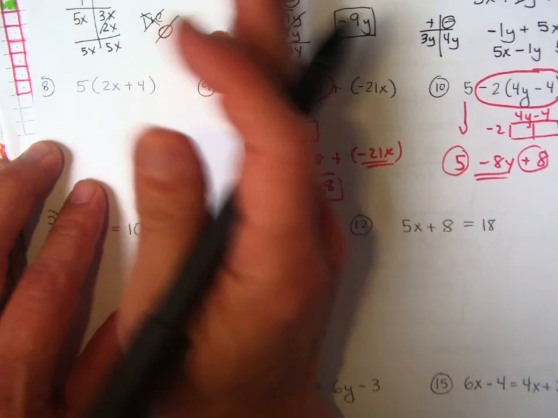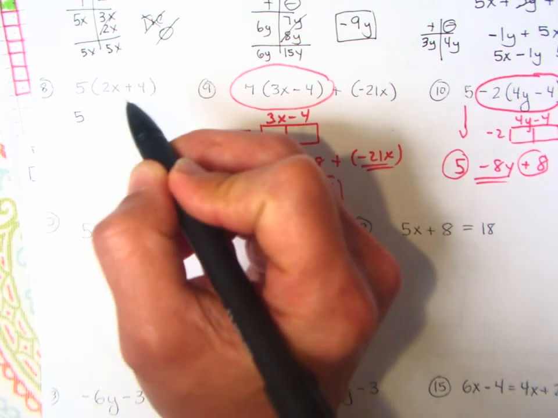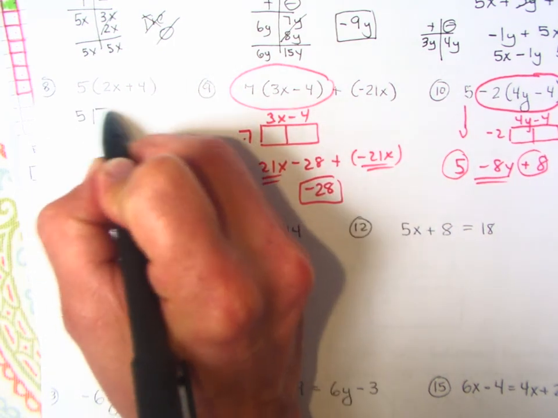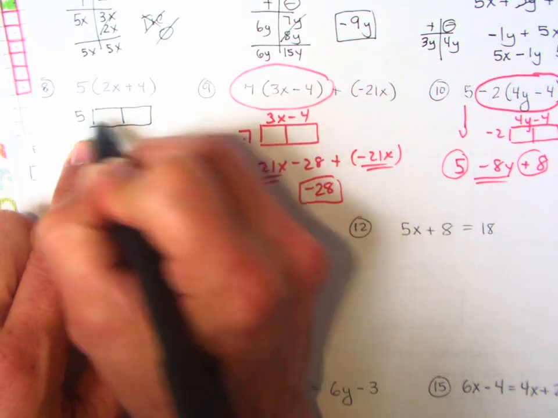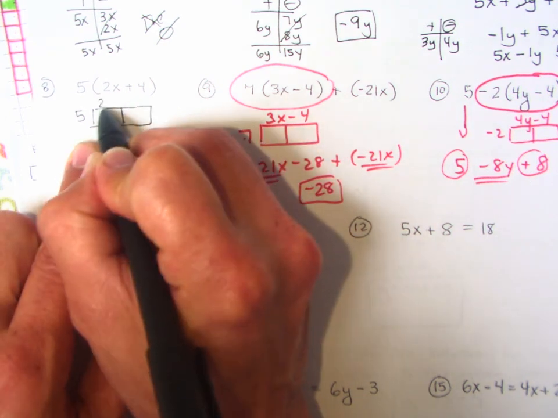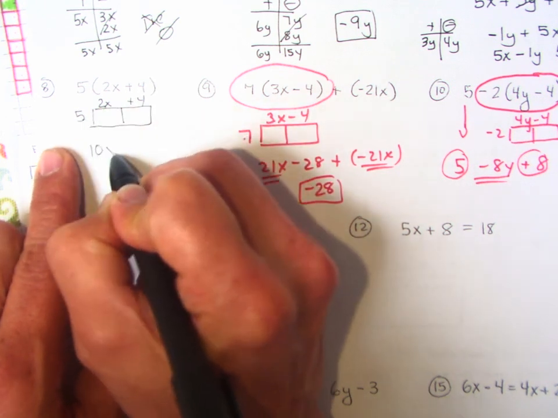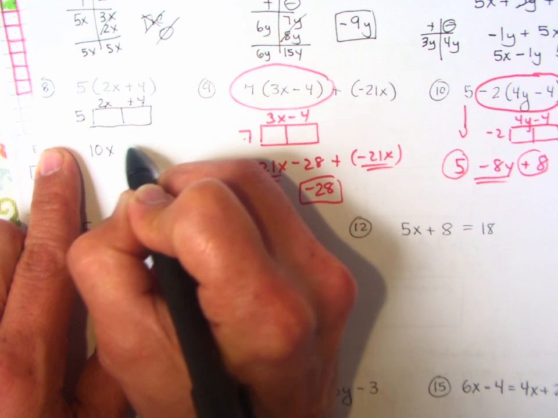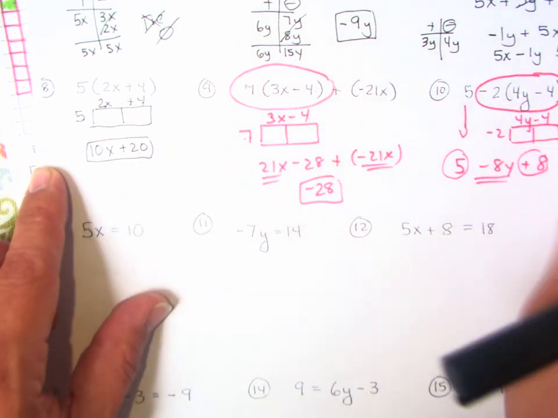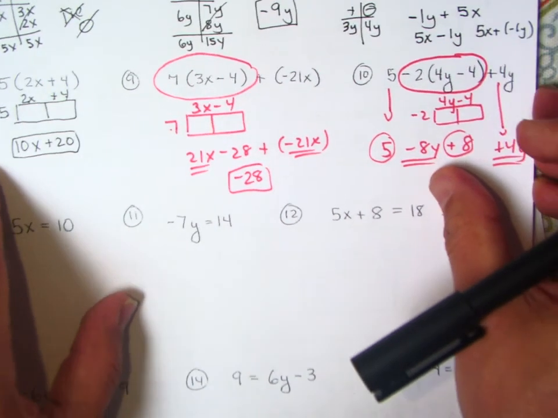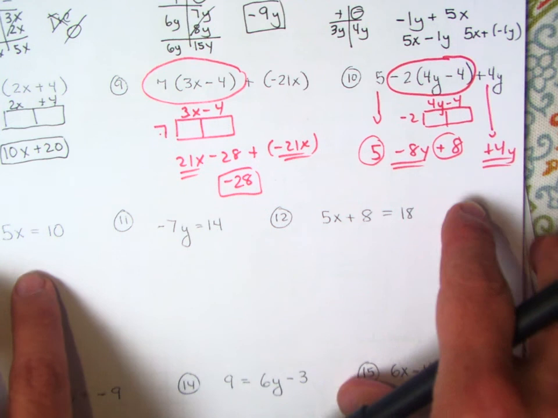So here we go. Distributive property. So you got to do the generic rectangle. So 2x plus 4. So 5 times 2x is 10x. And 5 times positive 4 is 20. So there's your answer. Okay? And then we did this one. Alright, on the last video.